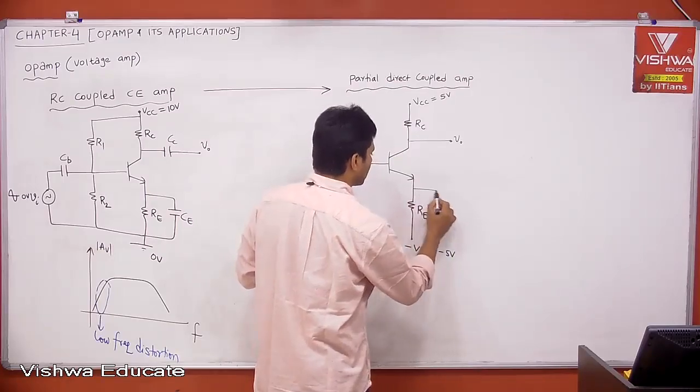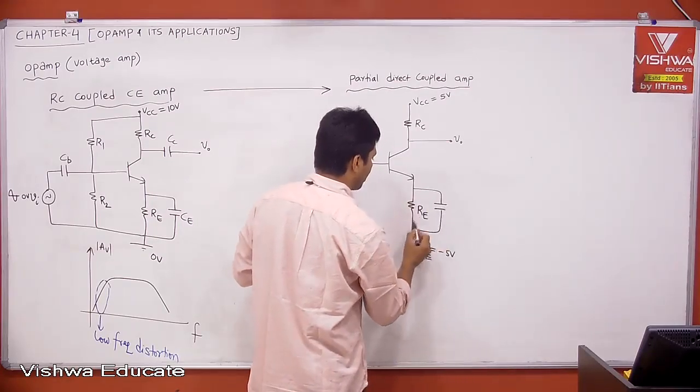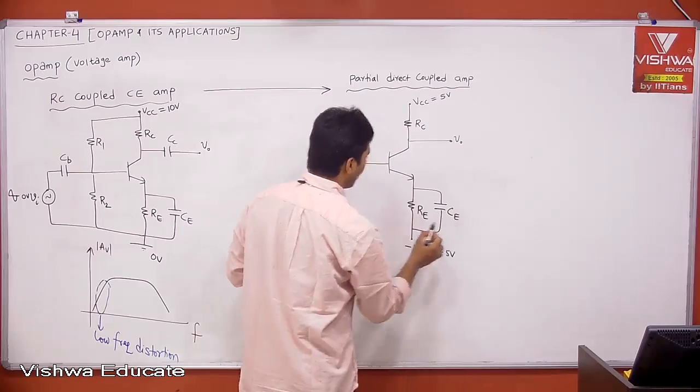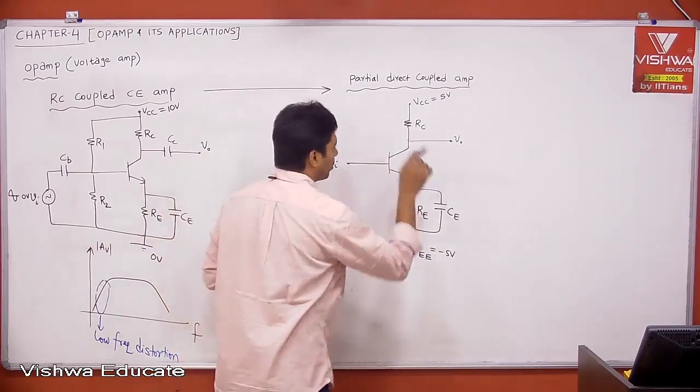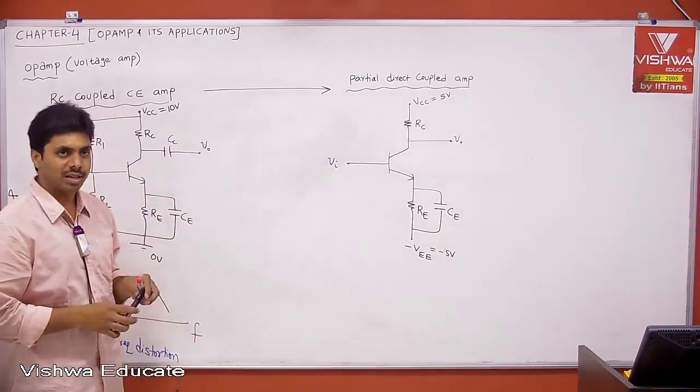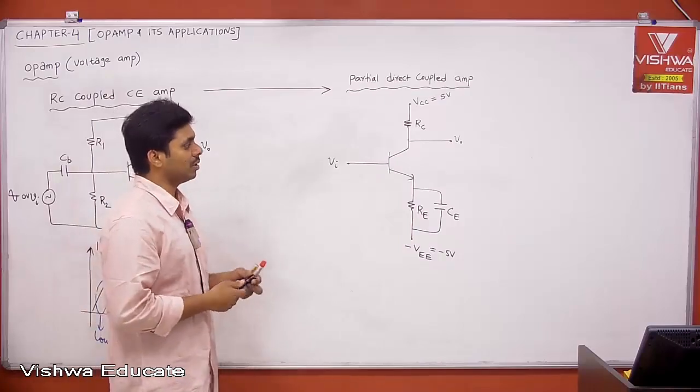But still I need a bypass capacitor. Let us say this is my bypass capacitor, CE. Now I don't need an input capacitor, and I don't need an output capacitor. Why? Listen. You remember what I told.